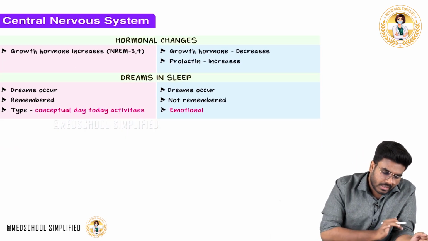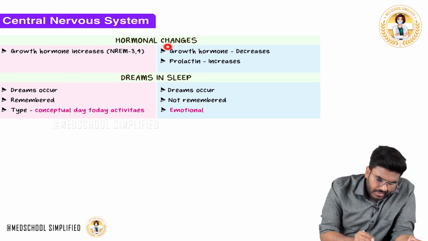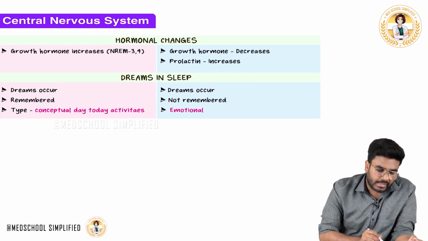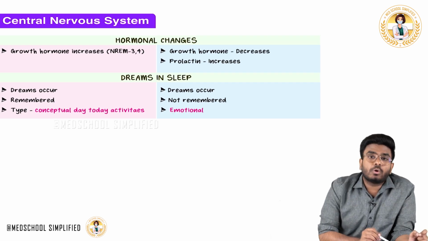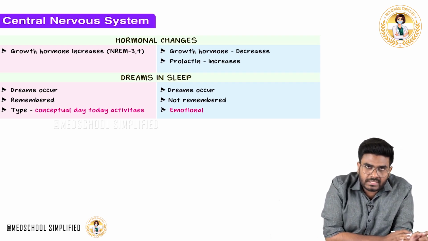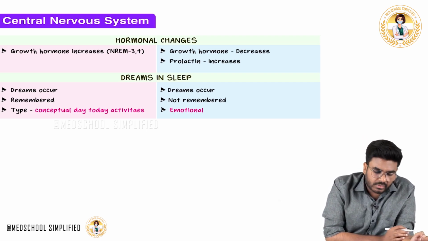Now, after this, let's discuss the hormonal changes. In NREM, growth hormone levels increase, especially during stage 3 and 4. In the deep sleep, growth hormone is produced in pulsatile doses. Growth hormone is released during sleep, in NREM sleep, that too NREM 3 and 4, in pulsatile doses.